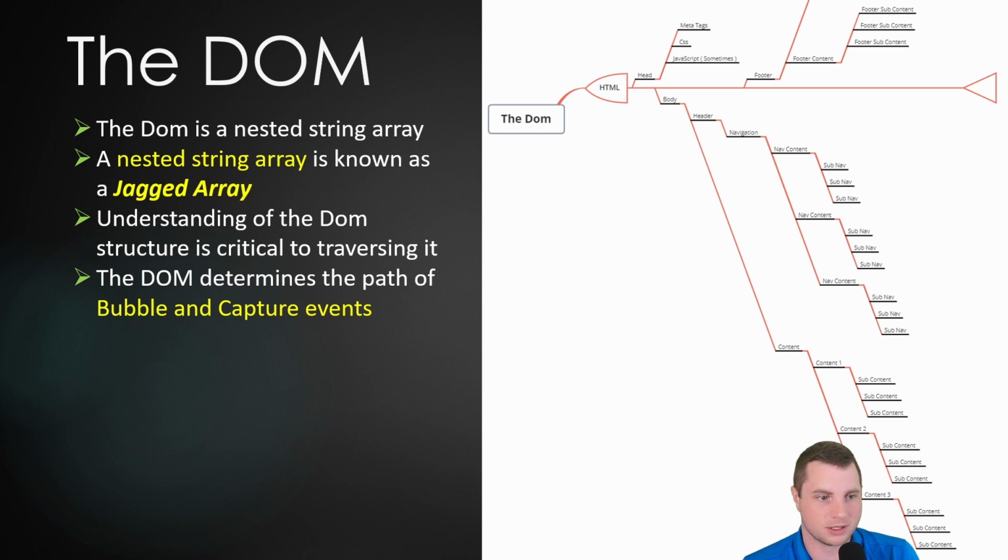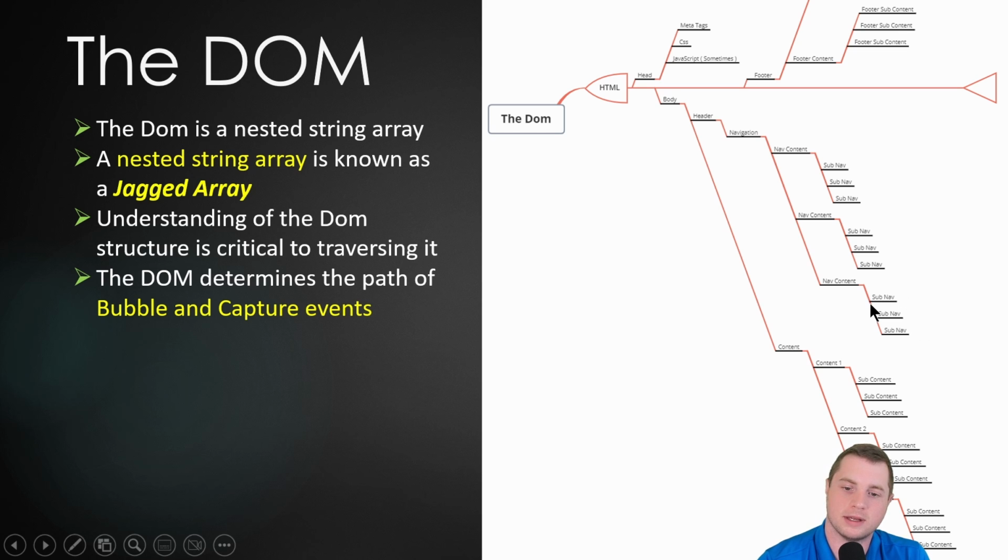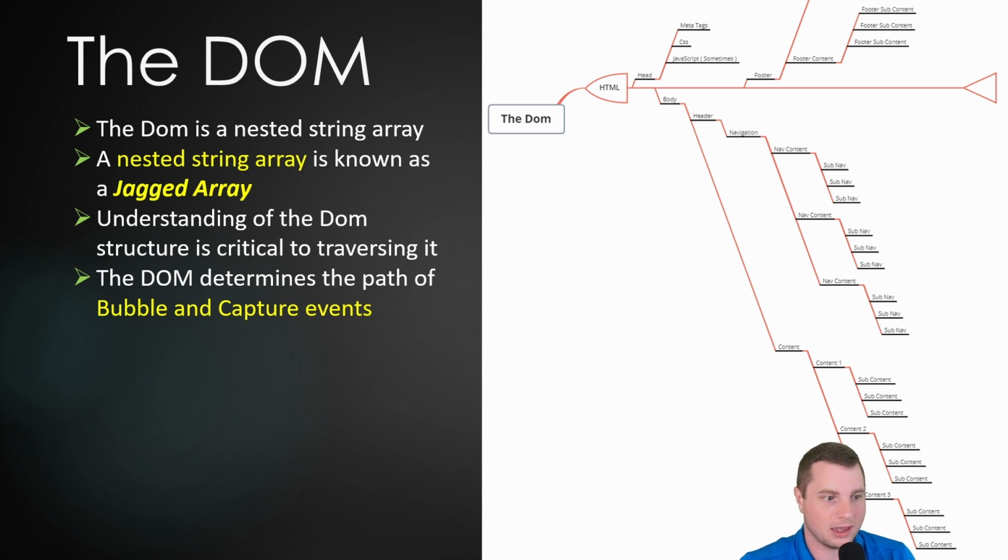So understanding the DOM structure is critical to traversing it. If you look at the picture off to the right here, let's go with this sub-nav that's down here. I'm not going to talk about event propagation in this course. I will in the Intro to Web course, but if you needed to traverse the DOM, you would have to go starting at the subnav, the nav content, the navigation header, body, and then HTML. That's the path that the propagation will take. I'm not going to talk about that anymore just because it's not part of the curriculum.